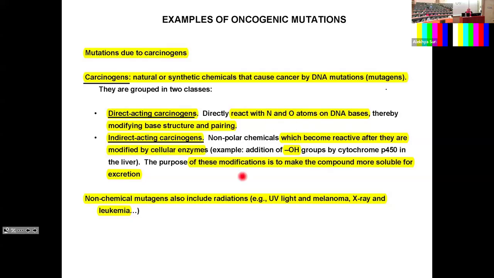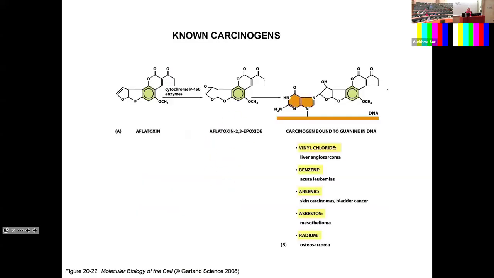So another type of carcinogen is the indirect carcinogen. What happens in general is that they are nonpolar chemicals, so they become reactive after they are modified by cellular enzymes. This is in line with how they can act, the different chemicals can do initiation and then promotion in different steps for the mutations. So here is one example.